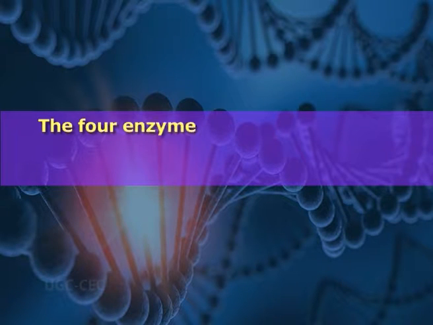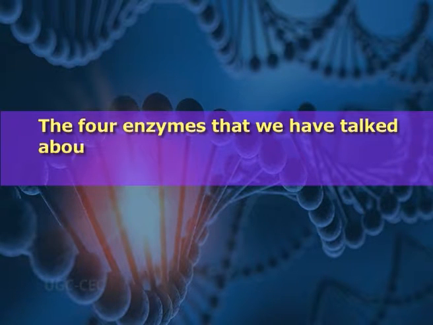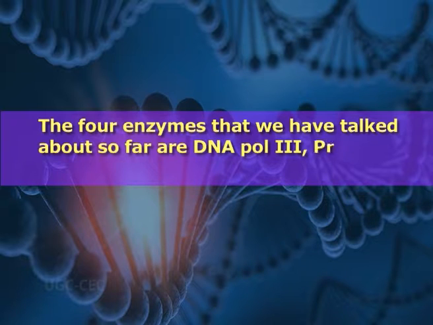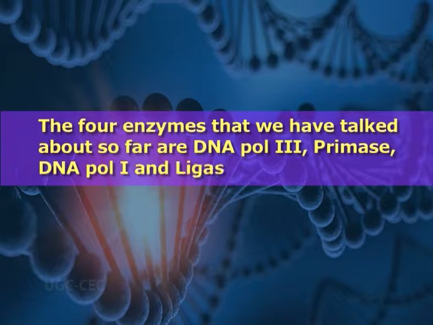The 4 enzymes that we have talked about so far are DNA pol 3, primase, DNA pol 1 and ligase. One would be justified in claiming that they are the main heroes of replication. The 4 of them, through each of their unique activities, ensure that the elongation step of replication is taken care of.